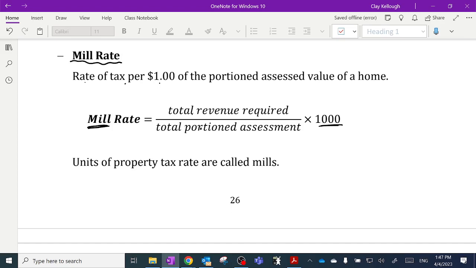No, it's 1,000, right? A millimeter is a 1,000th of a meter. So the prefix mil means 1,000. So that's hopefully easy to remember if you knew that. This is another way of actually saying, for every $1,000 of house I own, this is how many dollars of property tax I've got to pay. So here's a calculation for that.